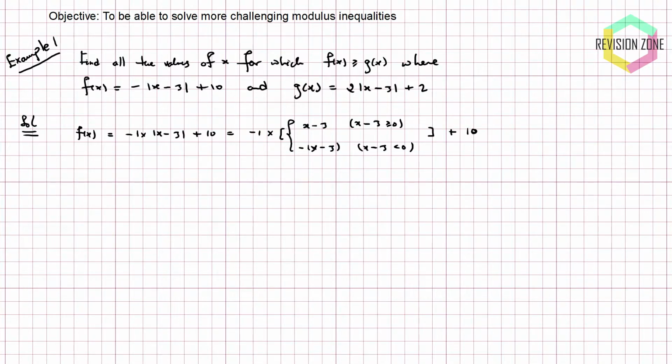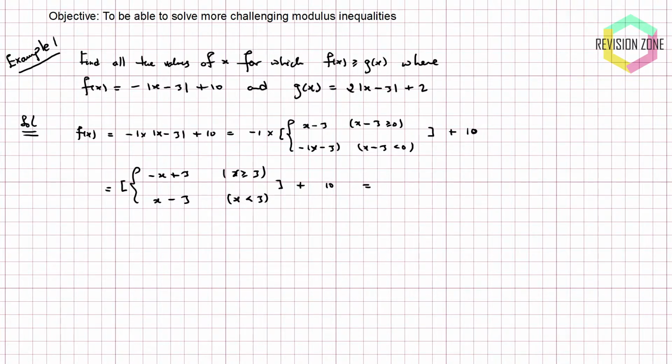Simplifying this, the minus is going to go inside and apply to everything in that bracket, which means it applies to each branch. So I end up with minus x plus 3, and then just x minus 3, because this minus would cancel with that minus. Tidying up the domains, this part can be x bigger than or equal to 3, and the other part x strictly less than 3, and of course I'm still adding 10 to the overall thing, so perhaps I should put the brackets here.